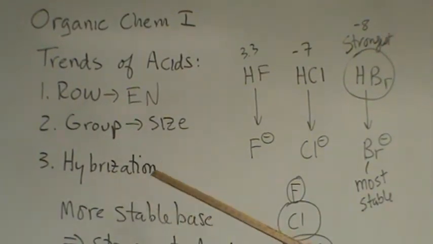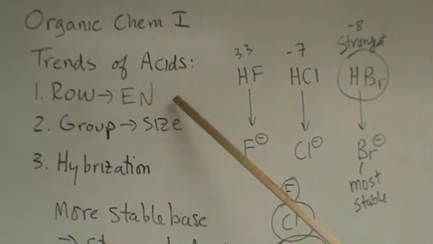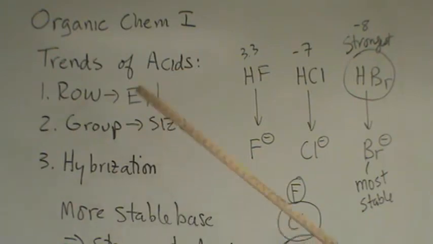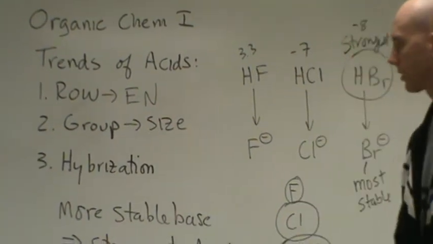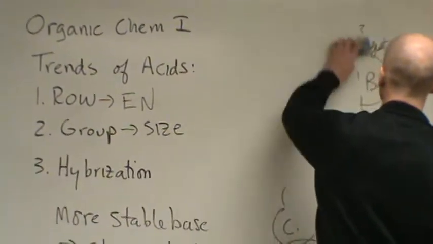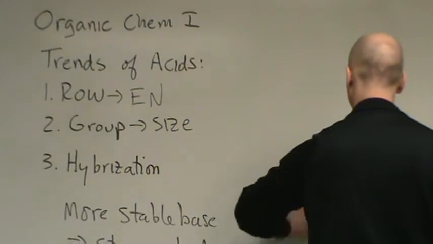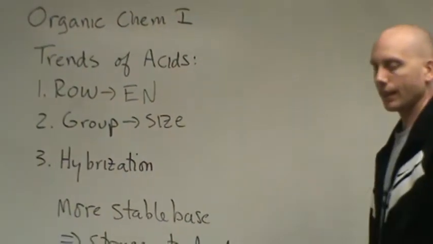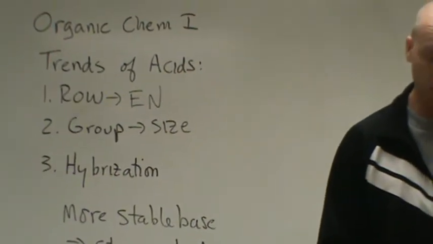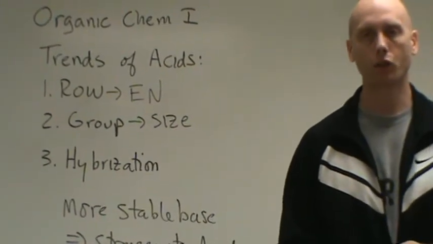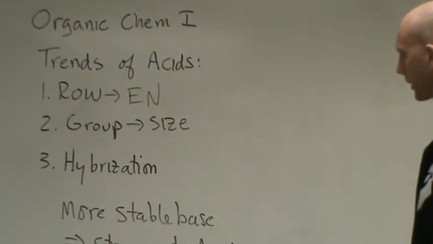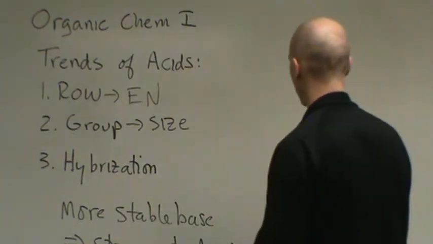So these are the first two trends that we want to have under our control. The last trend that we'll look at is the hybridization argument. In the hybridization argument, we haven't studied hybridization yet. We'll be studying it in our next topic in chapter 2. But let's just get a little picture of this for right now.